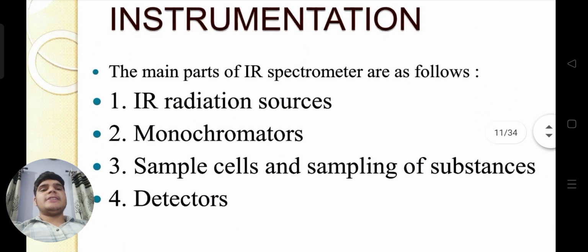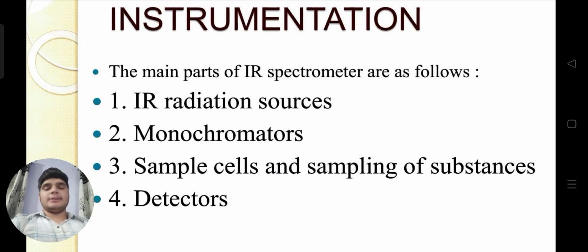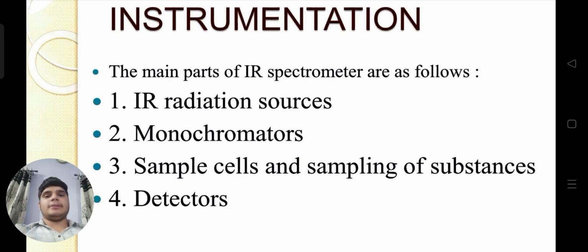The instrumentation involved in IR spectroscopy comprises the main parts of the IR spectrometer, which help in ranging the IR radiation among the molecules. The first is IR radiation sources. Second is monochromators. Third is sample cells and sampling of the substance. Fourth is detectors.